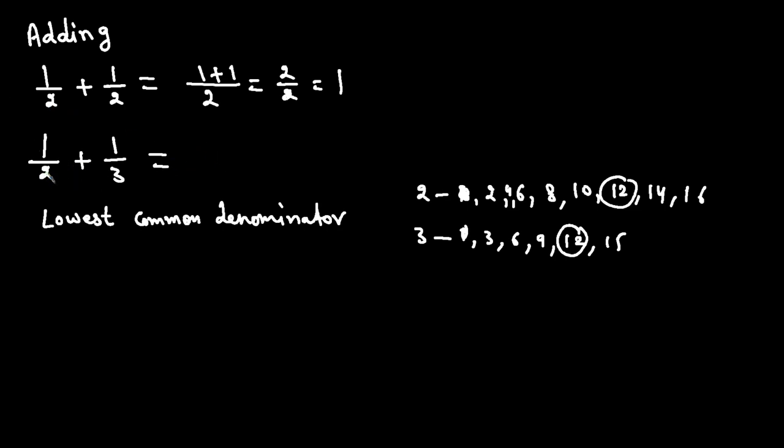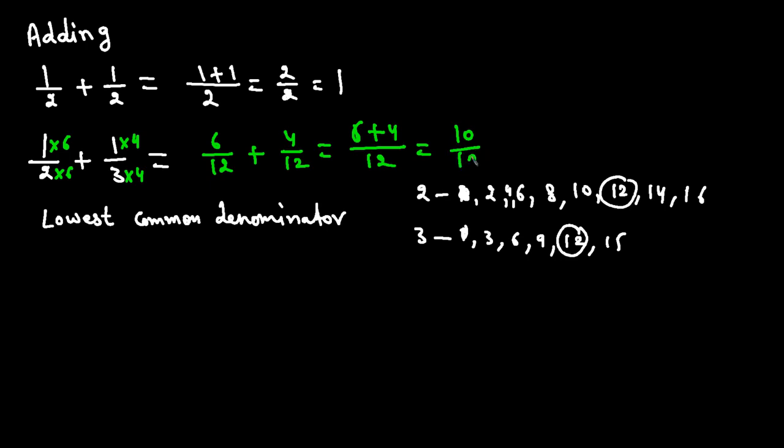Okay, so how can you make this 2 a 12? If I multiply this 2 by 6, but I need to multiply the numerator by 6 too. How can we make the denominator 12 here? If I multiply this 3 by 4, but I need to multiply the numerator too. So what we got is 6/12 plus 4/12. That gives me 6 plus 4 over 12, which is going to be 10/12.